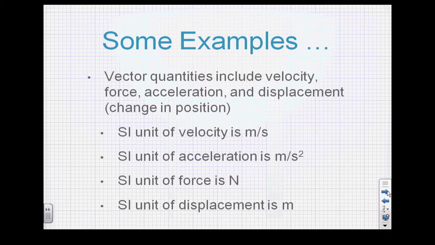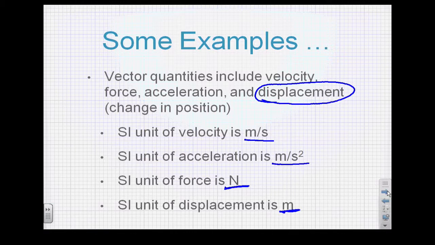Okay, some common vector examples, ones that we're going to use in physics class a lot: velocity, force, acceleration, and something called displacement, which I'll talk about a little more in a minute. Displacement means change in position, and again, it can be in some direction. You could have a displacement to the west, to the east, to the north, for example. The units that we're going to use are the SI units: meters per second for velocity, meters per second squared for acceleration, newtons for force, we'll see that a lot, and meters for displacement.